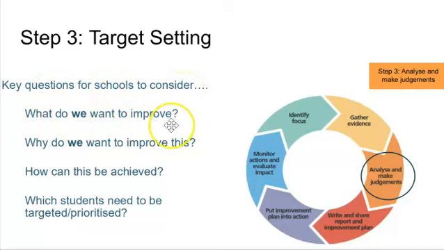What do we want to improve? Why do we want to improve this? How can this be achieved? Which students need to be targeted or prioritised?